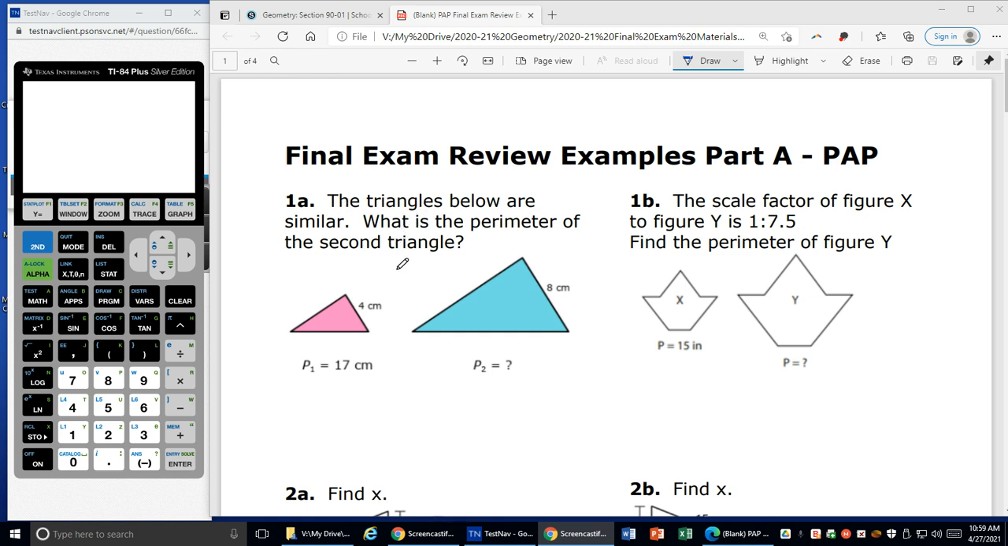Triangles below are similar. What is the perimeter of the second triangle? So this was from Unit 5 at the very beginning of this semester, and we said that you can find the scale factor between two figures using these sides. So my scale factor is going to be 4 to 8, which I can reduce, but I really don't need to. The ratio of my perimeters will also reduce the same. Now, if I put 4 in the numerator, I have to make sure that I stay consistent with numbers from the pink triangle in the numerator and the teal triangle in the denominator.